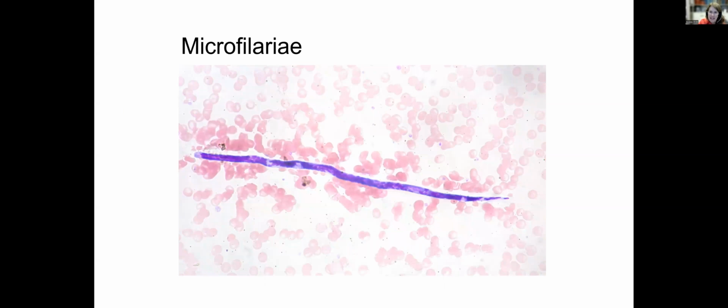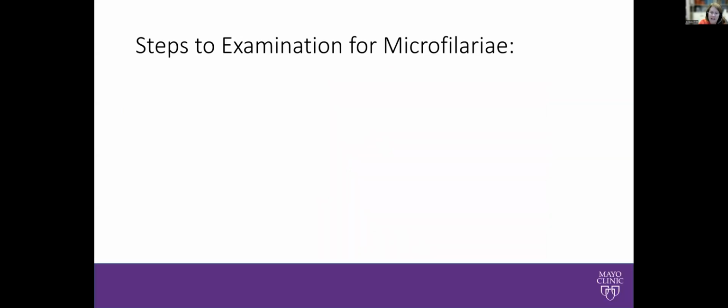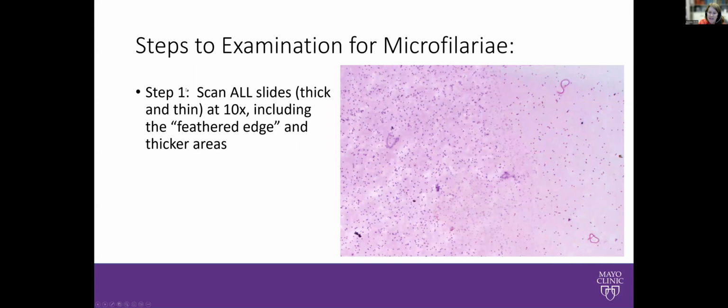Microfilariae. I'm not going to get into all the different ways to tell the microfilariae apart. It's rather complicated. First, you have to find them, and that is why when you're looking for malaria, you first scan the entire slide at low power using just the 10x objective, because you're looking for these guys here, the microfilariae. And if you're wondering, the little purple dots are white blood cells. So if you just went down to this area and went right down to 100x, you could miss them altogether. So you screen the entire slide at 10x, including the feathered edge on the thin film and the thicker areas.